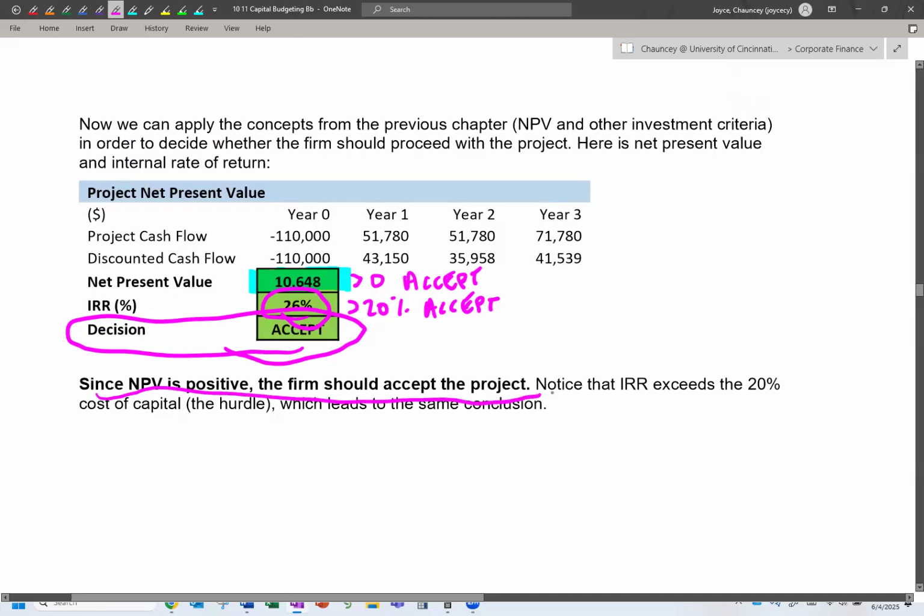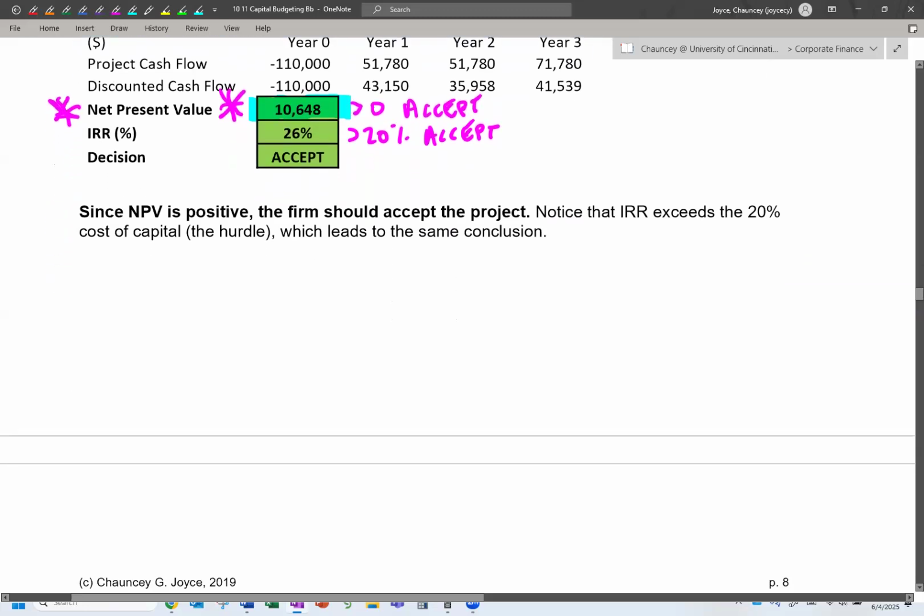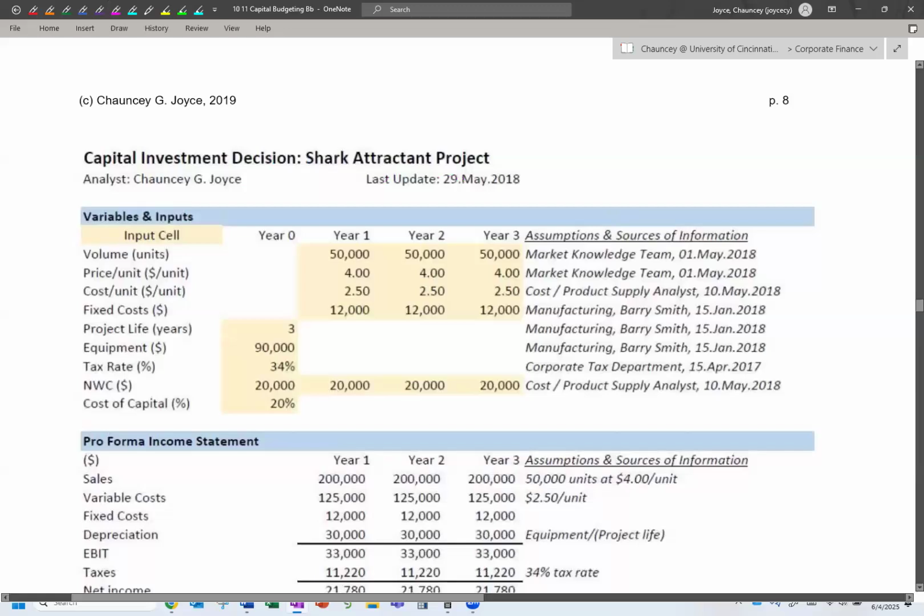And then this is just a nice note. The IRR exceeds the cost of capital, so 26% exceeds the 20%, which would give us the same conclusion. But again, the focus should be on net present value. That's by far the most important decision criteria. Again, watch that chapter 9 video if you need more help on that.